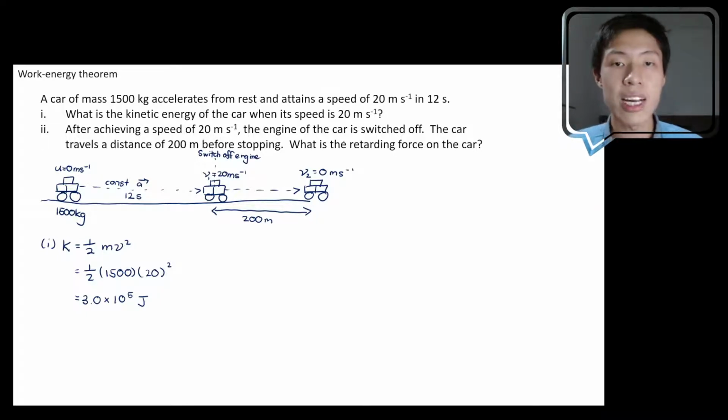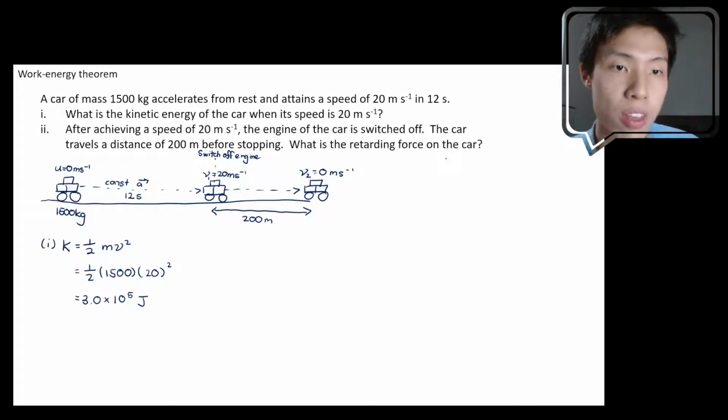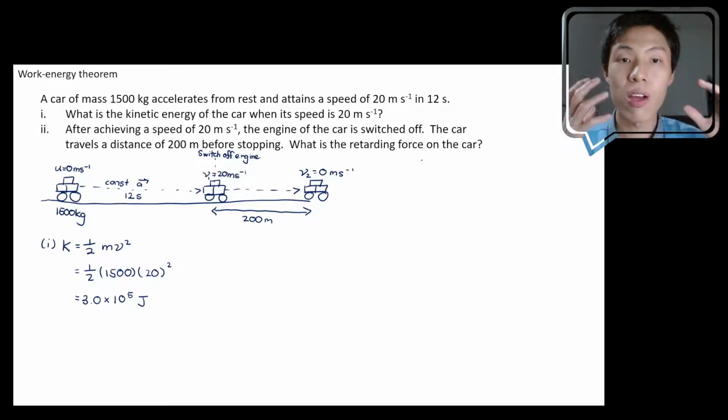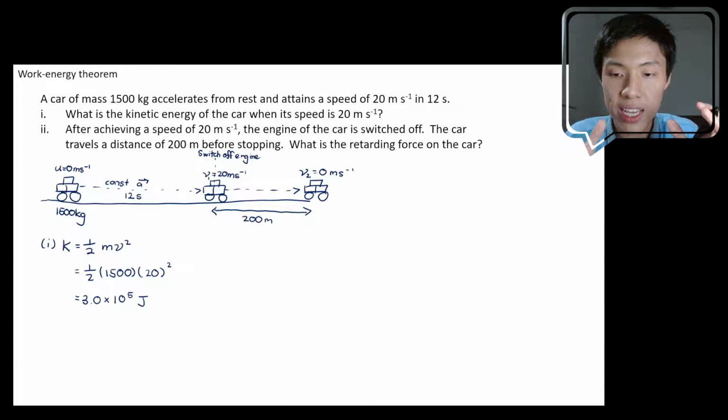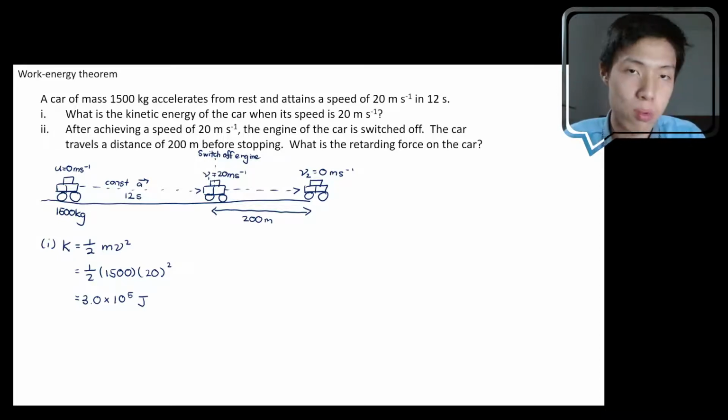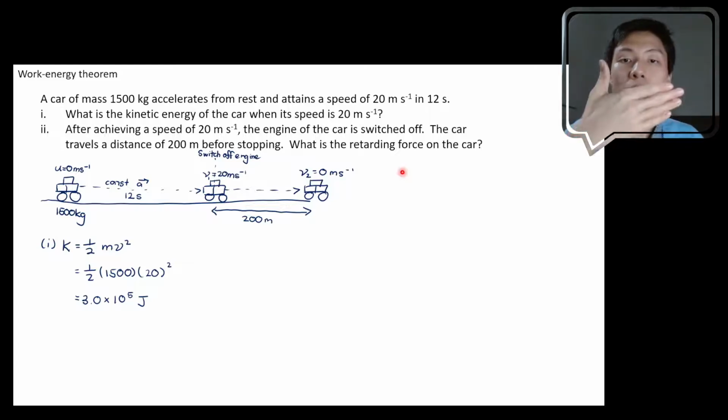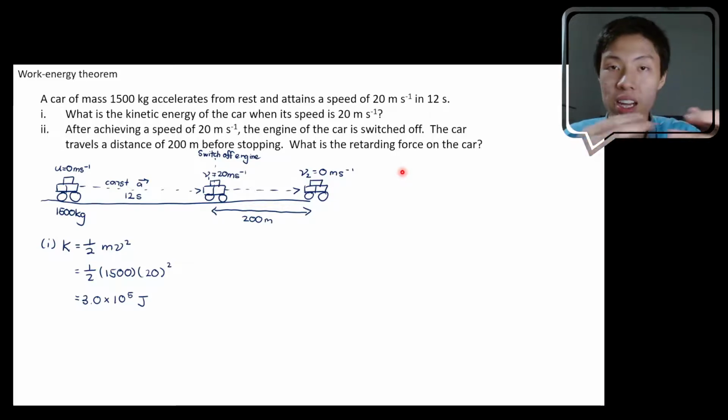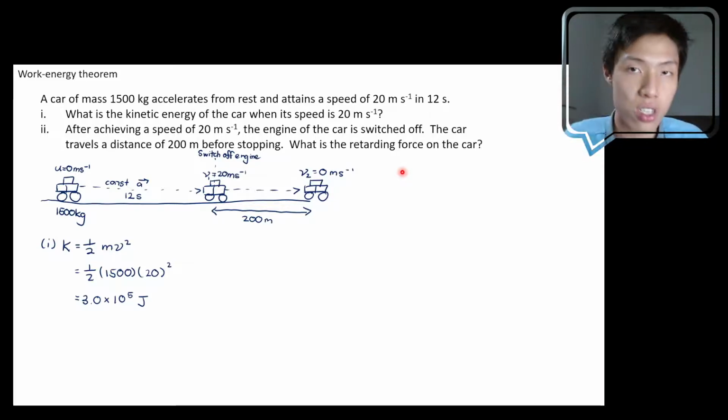Now, they ask what is the retarding force on the car? Retarding force means the force that is retarding the motion, or opposing the motion, or obstructing the motion. Retarding means making it harder or making it less and less. So the retarding force here means the car is moving in this direction, what is the force acting in the opposing direction to slow down the car to a stop?